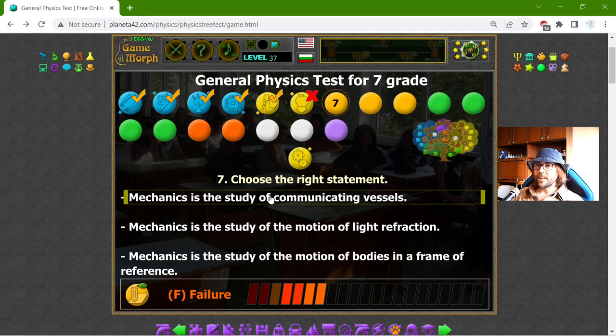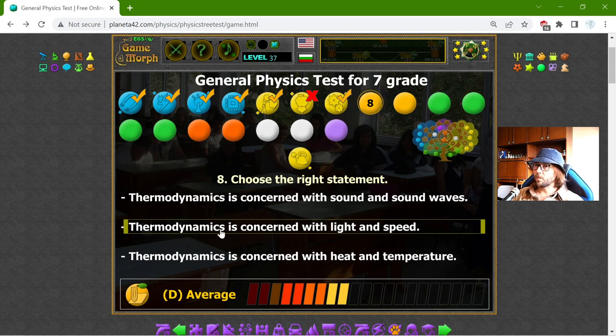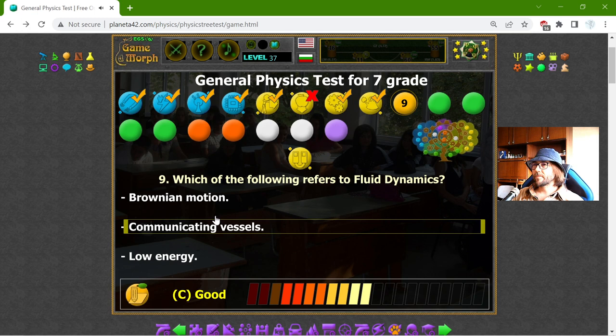Next question. Choose the right statement. Mechanics is the study of communicating vessels. Nope. Mechanics is the study of the motion of light refraction, and mechanics is the study of the motion of bodies in frame of reference. That should be the last one. The next question, choose the right statement. This is about thermodynamics. Thermodynamics is connected with sound and sound waves. Nope. Thermodynamics is connected with light and speed, and thermodynamics is connected with heat and temperature. So this should be the correct answer.